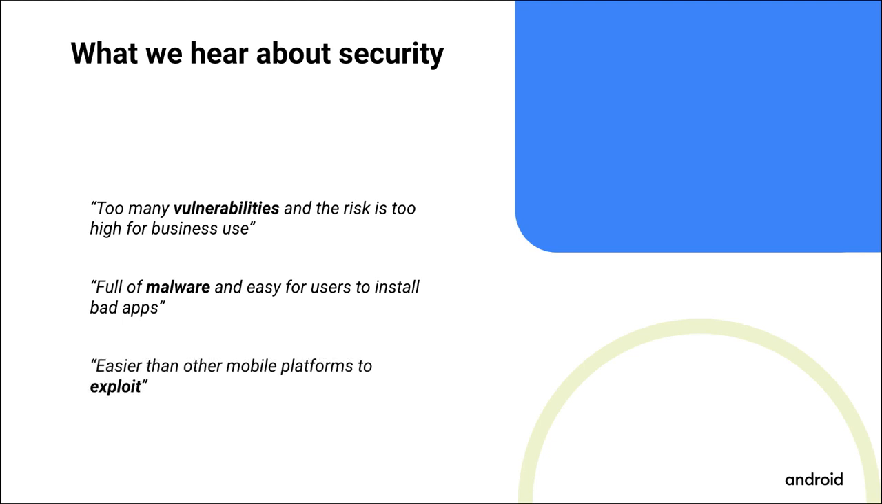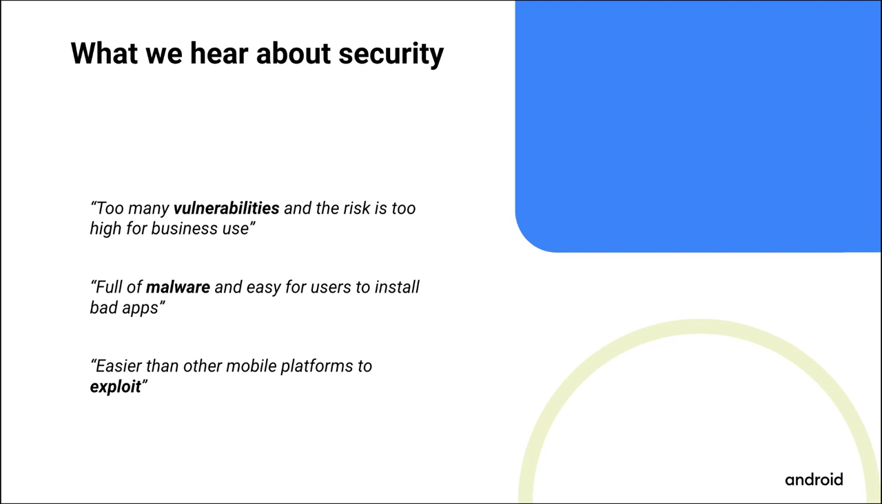And then finally, we hear it's easier than other mobile platforms to exploit. Well, again, remember, an exploit needs to get on the device first, right? And in a managed environment, when you control how applications get to a device, we can very strongly attest and prevent applications from getting on these mobile devices when they're managed.